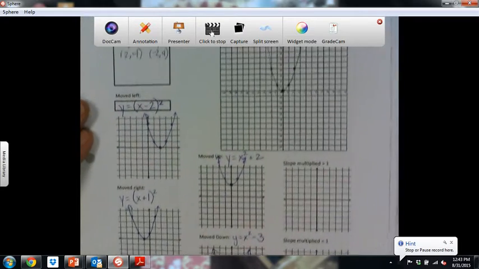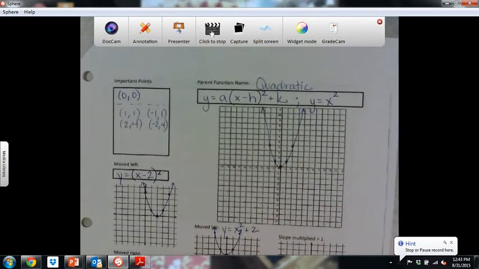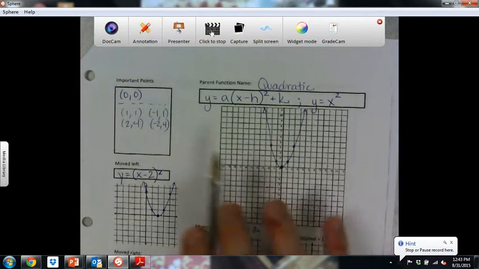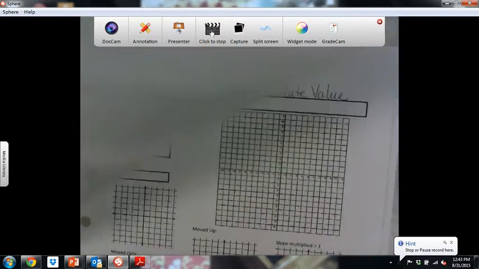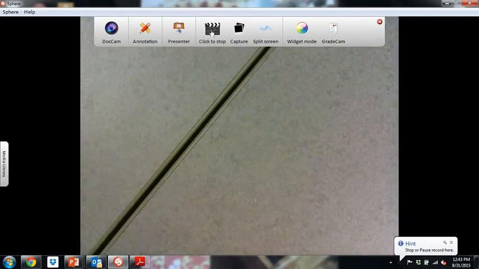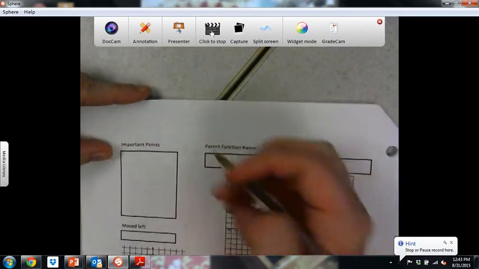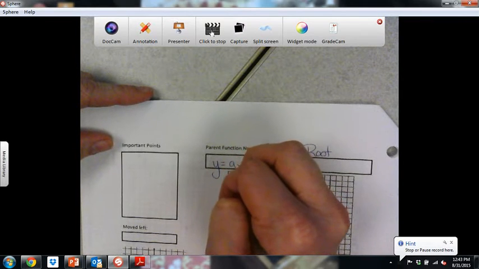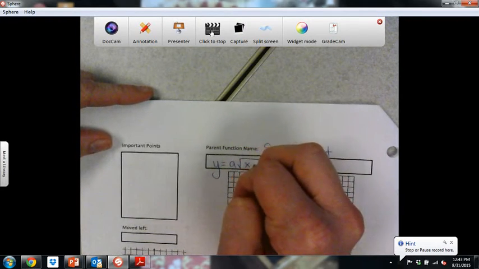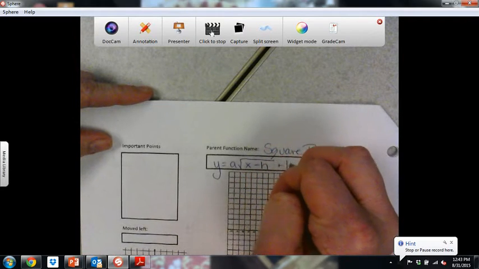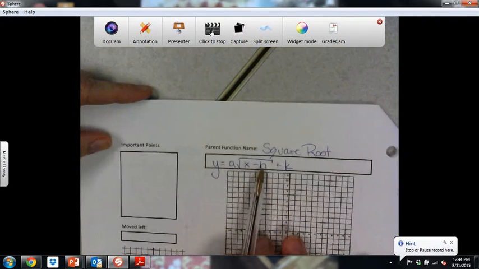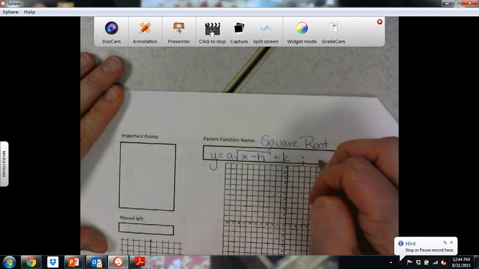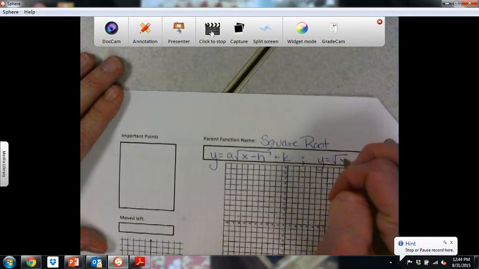Okay. So the square root function looks like a U with the vertex at 0, 0, and then some additional important points. We've got 2 more. We've got the square root function, which is y or f of x equals a times the square root of x minus h plus k. The minus h part is under the square root, the plus k is outside, and then over here I've got the standard one as the square root of x.